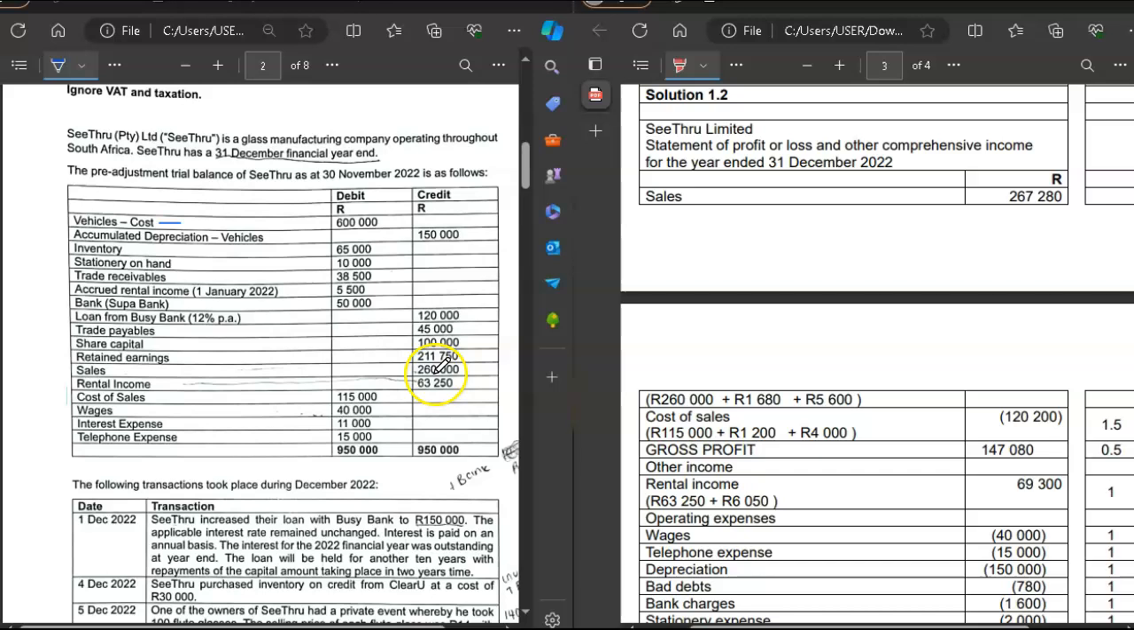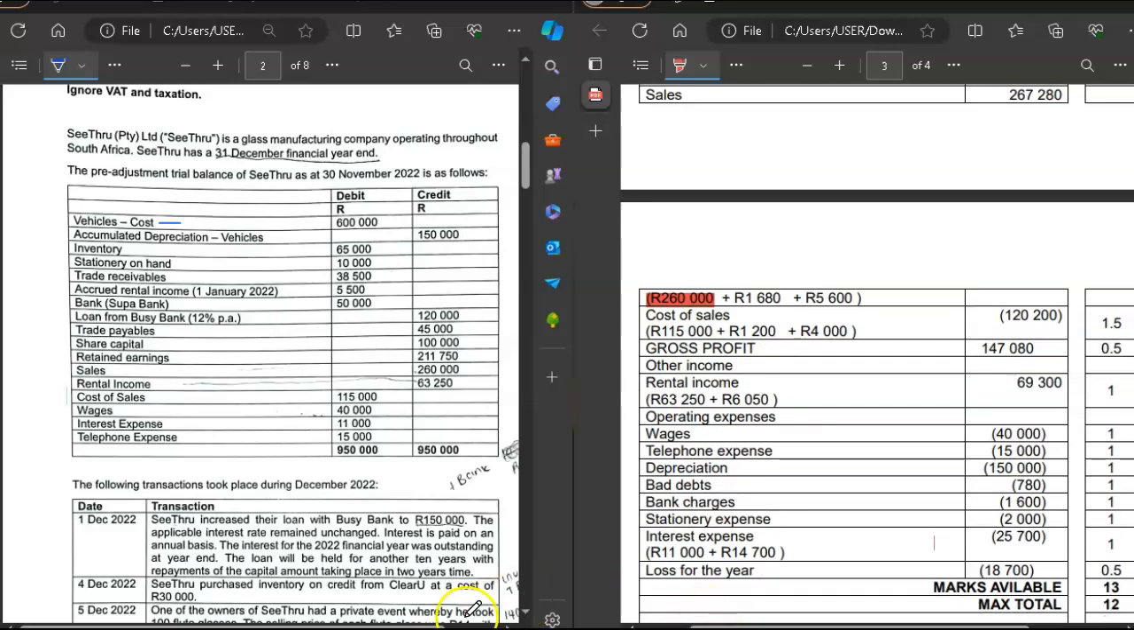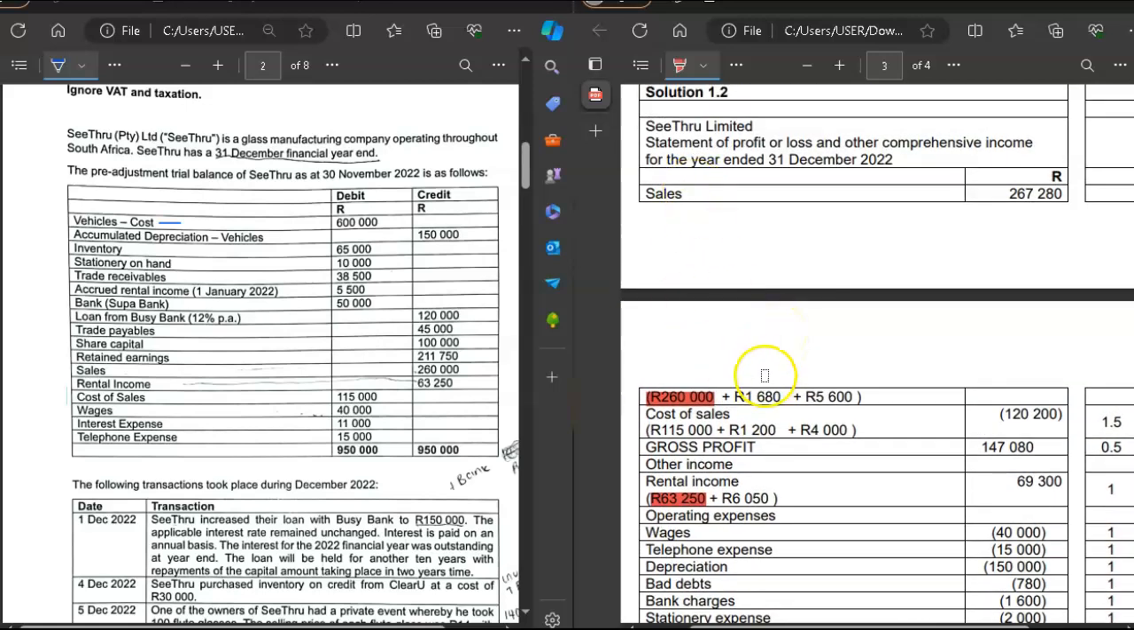Sales. Sales amount is 260,000. So you put sales and in brackets you put 260,000 because we got adjustments after to get this final amount. Cost of rental income. Rental income will go into other income. Rental income, as you can see over here, says 3,250. The next one, cost of sales. Cost of sales is just below sales. So you put cost of sales down and the balance, bring it down, 115,000.